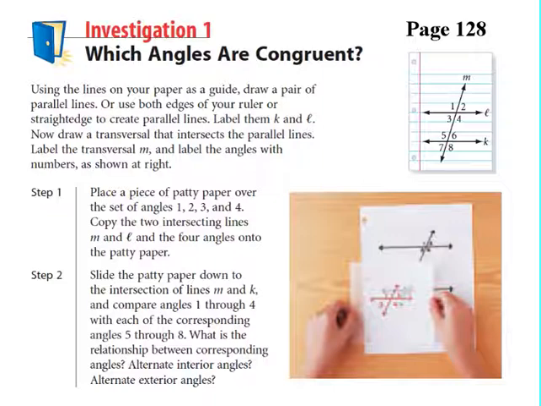Okay, so what's going to happen is you're going to have a sheet of paper. It should have something like this. You see what is at the bottom here? Now what you're going to do is take your patty paper, and notice what the directions say: Place a piece of patty paper over the sets of angles 1, 2, 3, and 4. Copy the 2 intersecting lines M and L and the 4 angles onto the patty paper. So I want you to do that on the top half of your patty paper. You're just going to do 1, 2, 3, and 4. You're going to trace them and go from there.